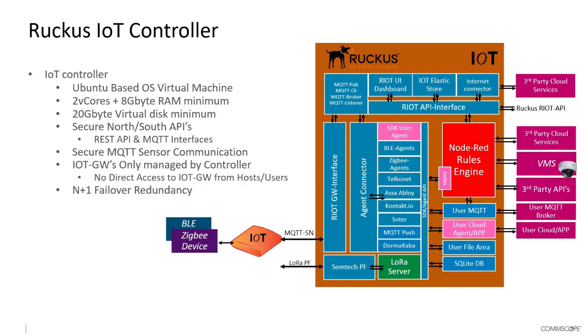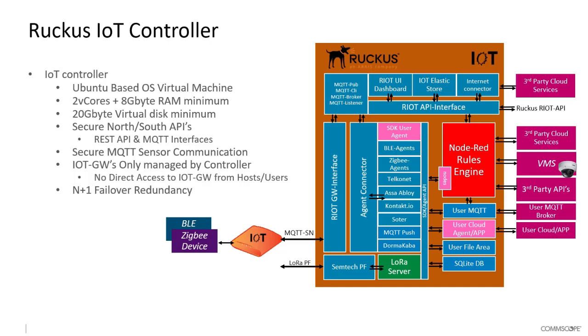The key thing here also is that the gateways are managed by the controller, and they can only be managed by the controller. The controller takes ownership of those gateways, and until the gateway is owned by a controller, no IoT functions or capabilities are possible, and nobody is able to communicate directly to the IoT gateway running inside the access point. It must go through the Ruckus IoT API interface.